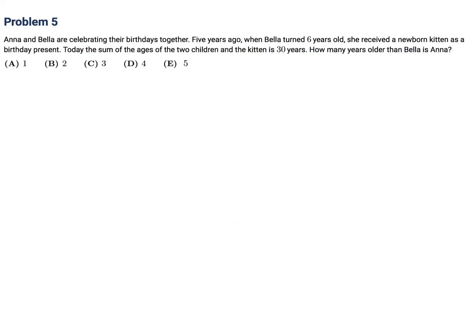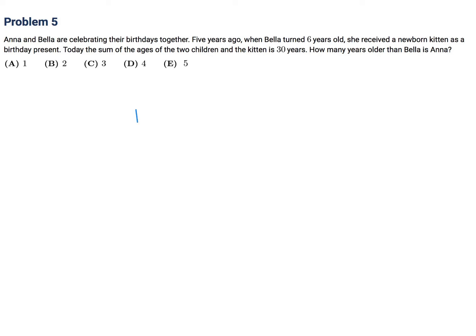Anna and Bella are celebrating their birthdays together. 5 years ago, when Bella turned 6 years old, she received a newborn kitten as a birthday present. Today, the sum of the ages of the two children and the kitten is 30. How many years older than Bella is Anna?